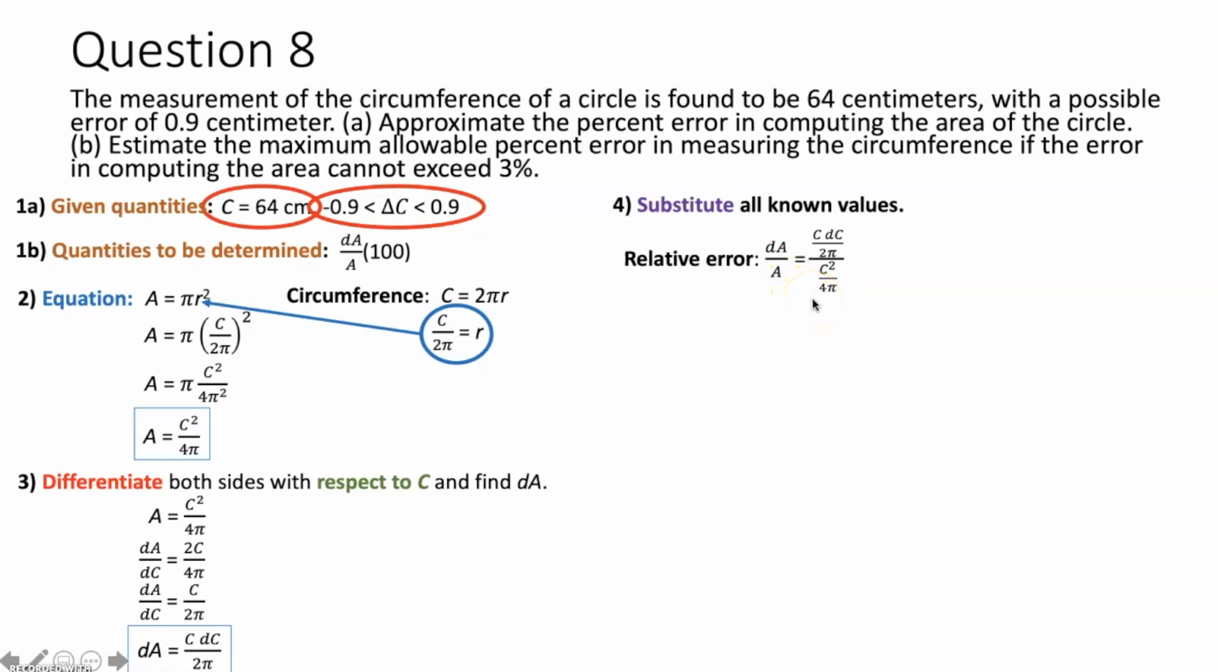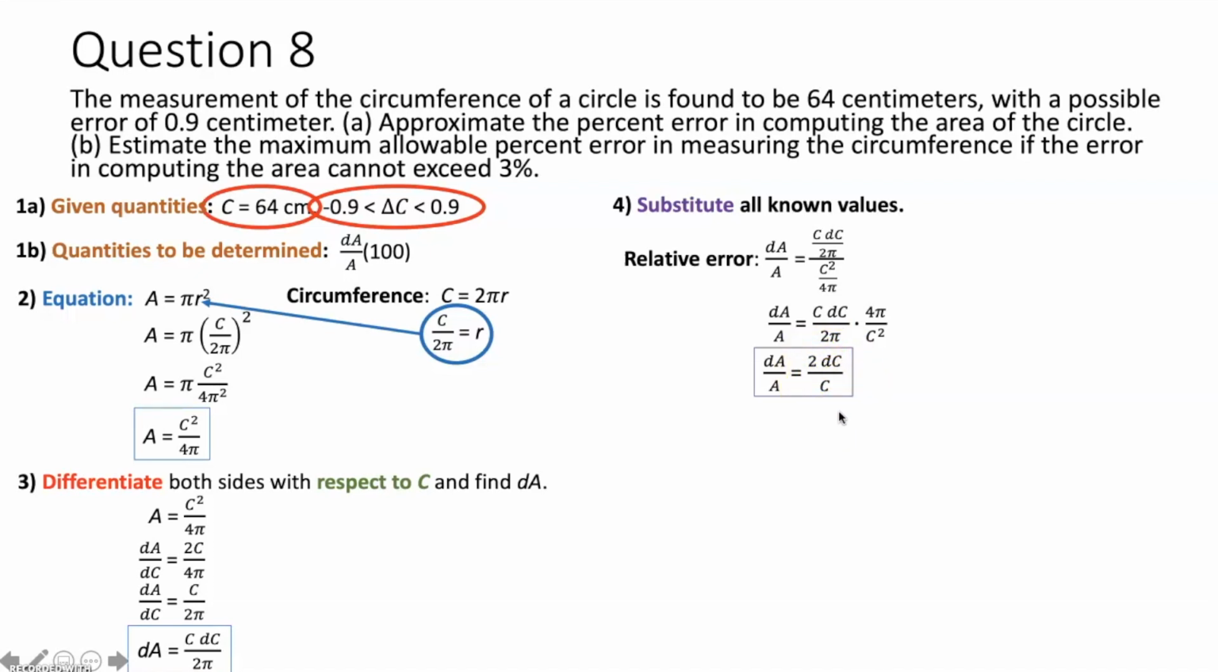Now, how does that help us? Well, I can simplify this by rewriting it as c dc over 2 pi. Instead of divided by this fraction, it's going to be multiplied by the reciprocal. Now, this 4 and this 2 cancel each other out, just leaving a 2 here. This pi and this pi cancel each other out. This c cancels out with one of these c's down here, so I can rewrite dA over A as 2 dc over c.